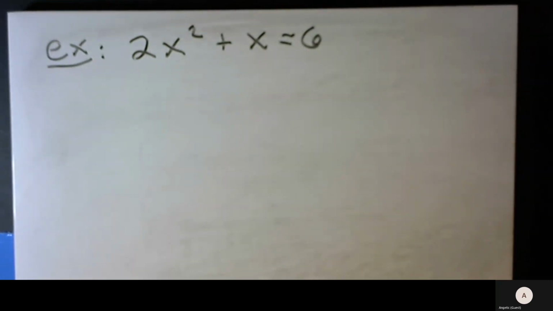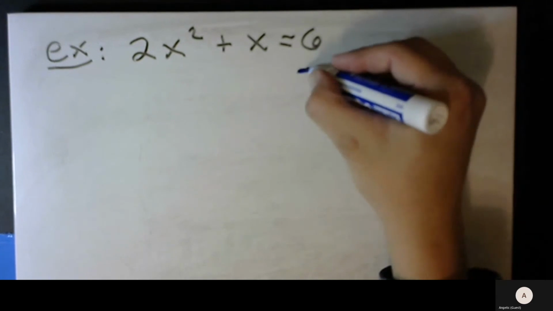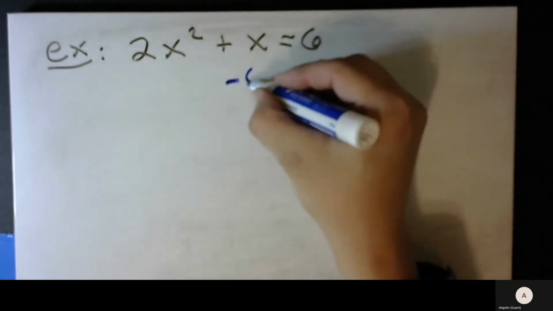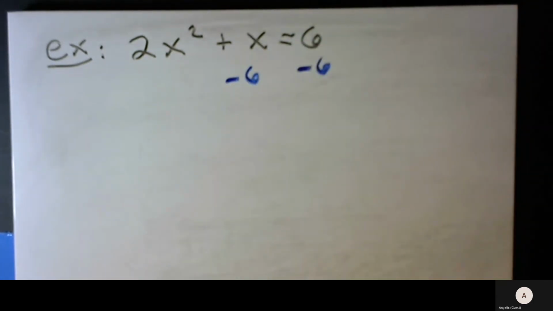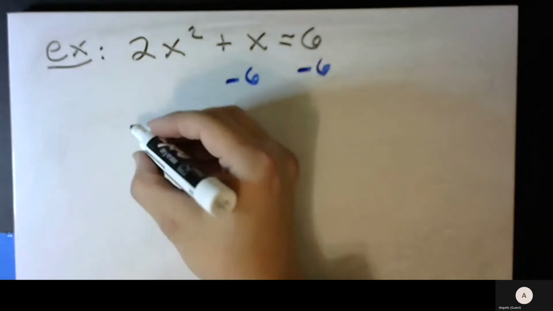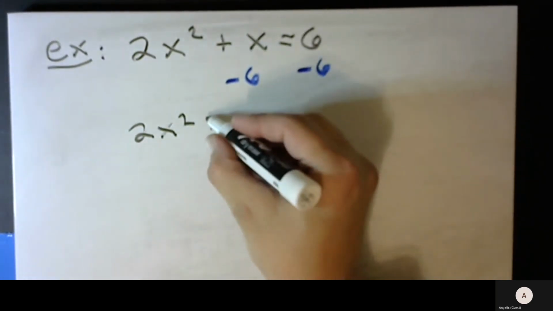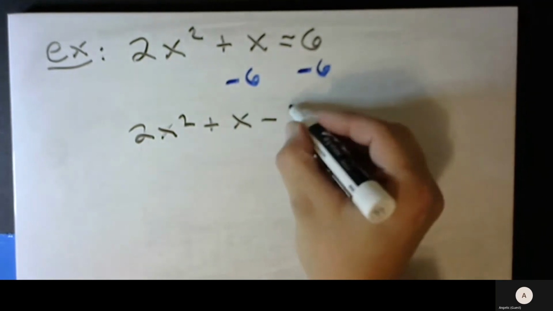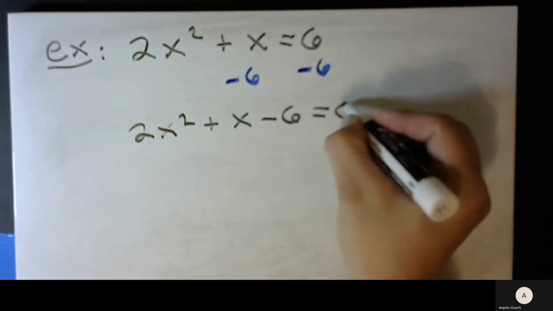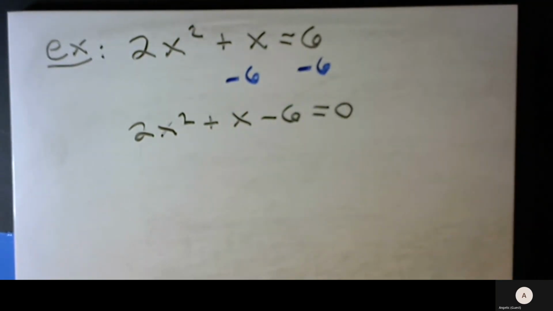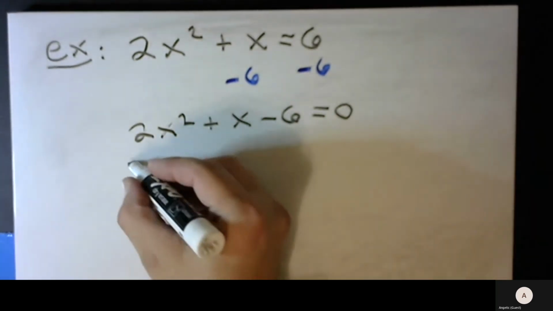Now, again, we want this in standard form. We subtract 6 from both sides. We get 2x squared plus x minus 6 is equal to 0. So the technique I'm going to show you is called the AC method.